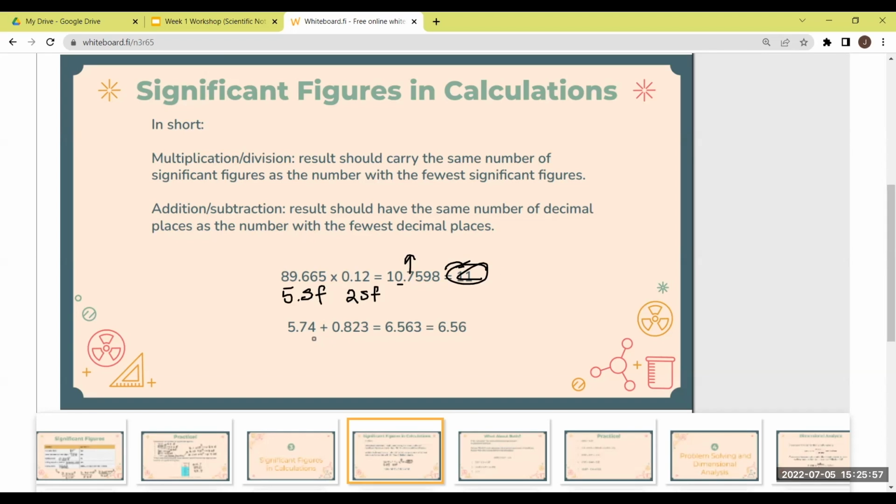Next, we have an addition and subtraction example. So we have 5.74 plus 0.823. What I like to do for these addition and subtraction significant figure calculations is I like to write them like this and then line up the decimals. So I'm going to write 5.74 plus 0.823.